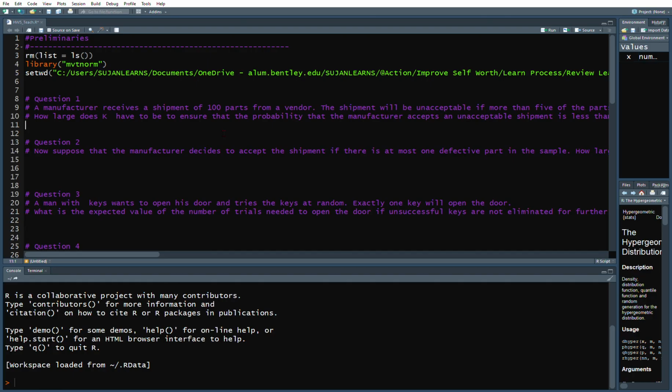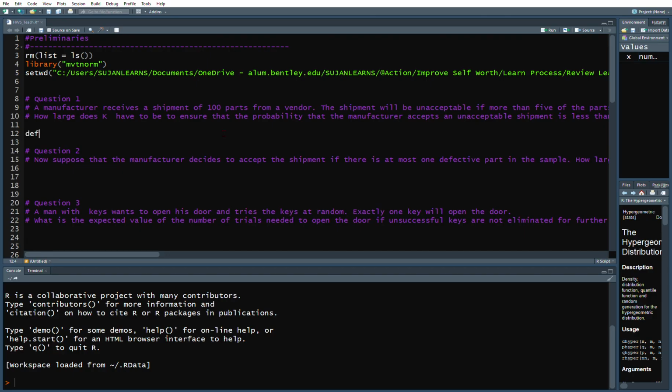Let's start with defining the variables. Defective parts drawn, x. We'll assign this as 0. We assign this 0 because we are talking about a test scenario where if the tester finds even one defective part, he will reject the shipment.